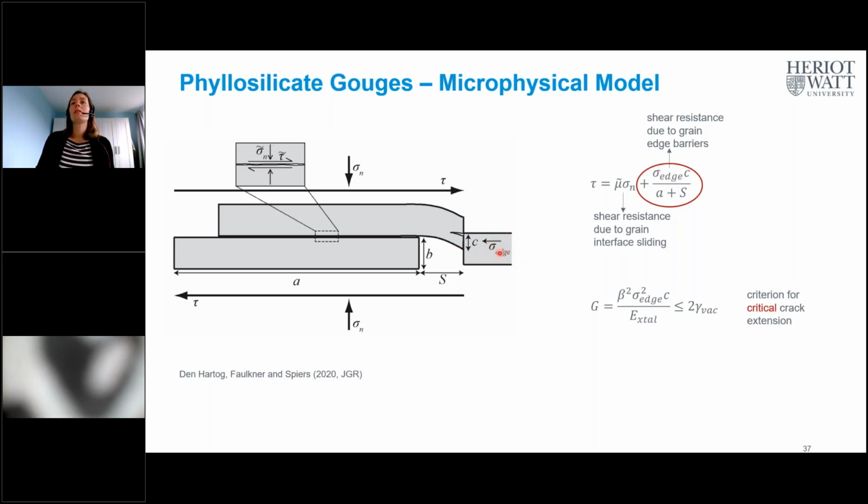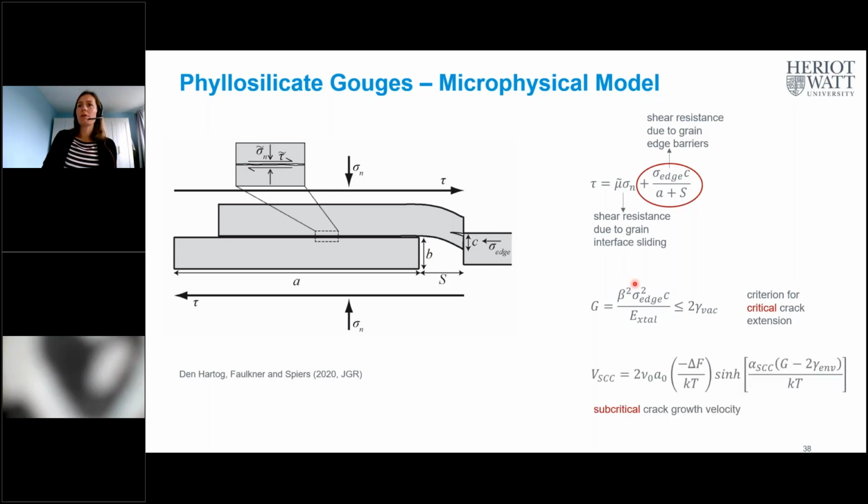To get that, we assume that there are basically two options. Under dry conditions, we assumed it's critical crack growth of this edge crack, which is given by a Griffith type criterion. So it depends on the interfacial energy under vacuum. But when there's water present, then the grain edge barrier strength is controlled by subcritical edge crack growth or stress corrosion cracking. That's indicated by this classical rate law here. And you can see that the interfacial energy in the environment is included here, so it's no longer the vacuum.